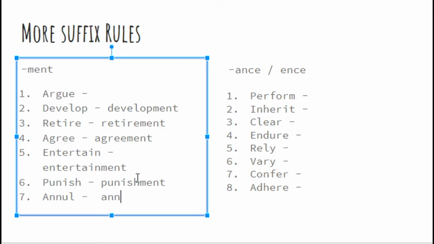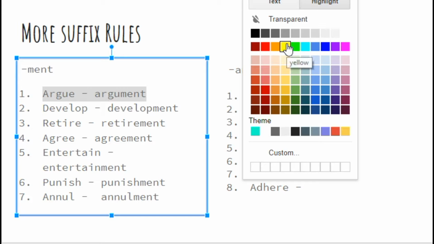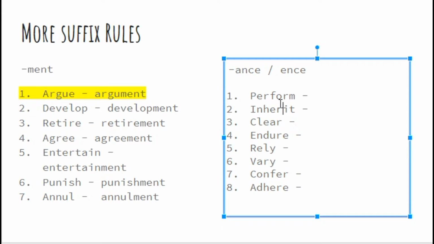Punishment and annulment. Remember, that's when you get a permanent divorce. Argue is our only exception. I'm shaking my screen right now so that you remember this because it's going to be on your test. Argument is the only one that drops the E. Okay? This is our only exception. Our only exception. Okay.